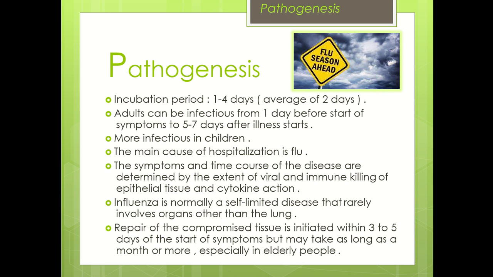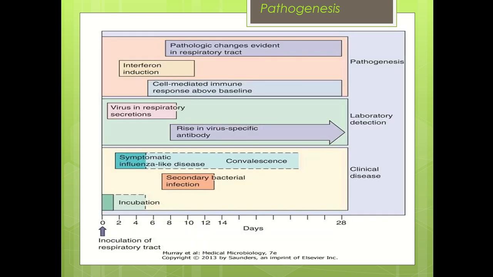The symptoms and the time course of the disease are determined by the extent of viral and immune killing of the epithelial tissue and cytokine action. Influenza is normally a self-limited disease that rarely involves organ damage other than the lungs. So repair of the compromised tissue is initiated within 3 to 5 days of the start of the symptoms, but may take as long as a month or more, especially in elderly people. So here is the pathogenesis.